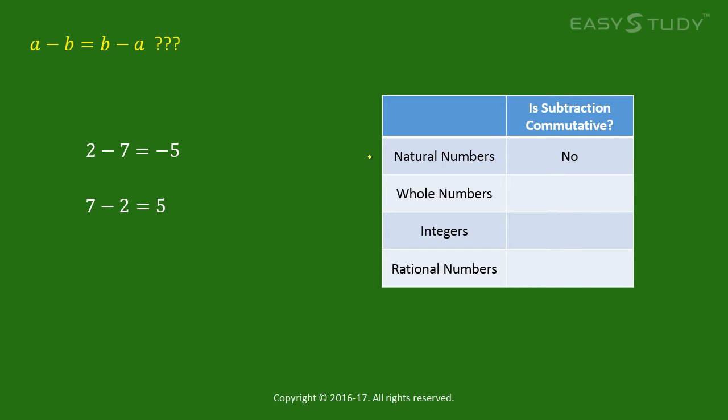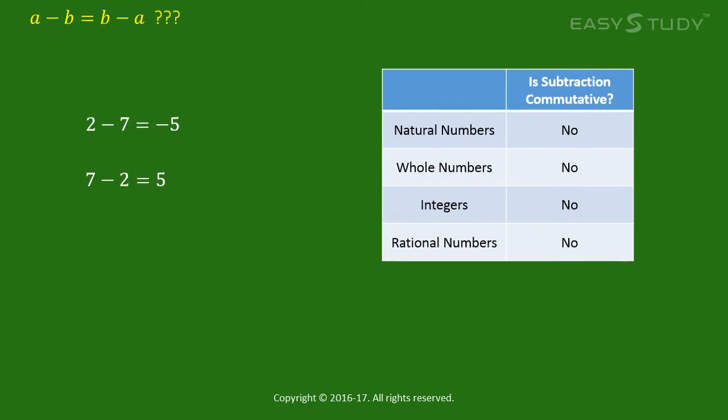And as you know, all natural numbers are whole numbers. All whole numbers are integers, and all integers are rational numbers. Hence, none of this number set follows commutative property for subtraction.